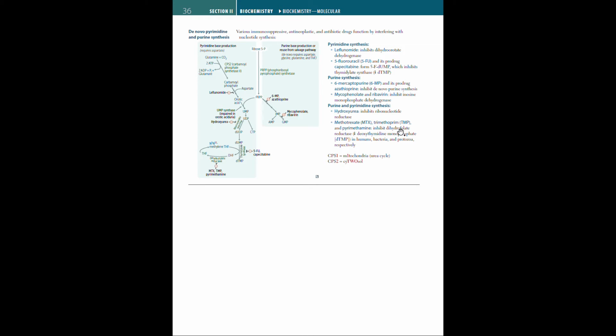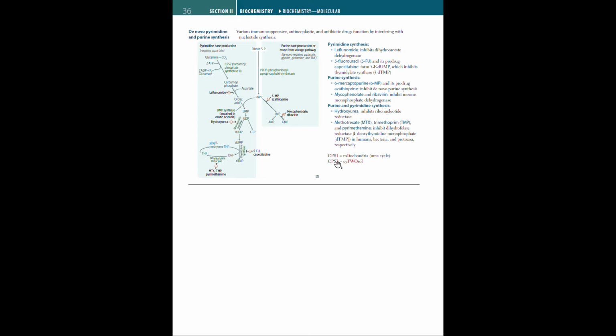trimethoprim, TMP, and pyrimethamine inhibit dihydrofolate reductase, decreasing deoxythymidine monophosphate in humans, bacteria, and protozoa respectively. So these two drugs, methotrexate and TMP, are used as antibacterial medications. This is in regards to this one.